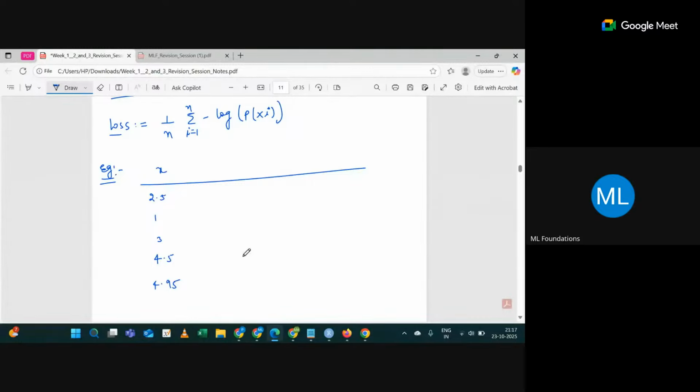Sir, do we need to memorize all these formulas, P of x and all? Yes, yes, all useful information, loss functions, all loss things, should be in your mind.